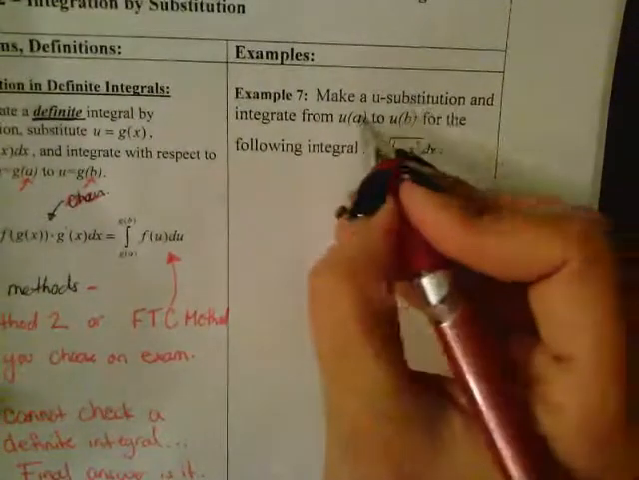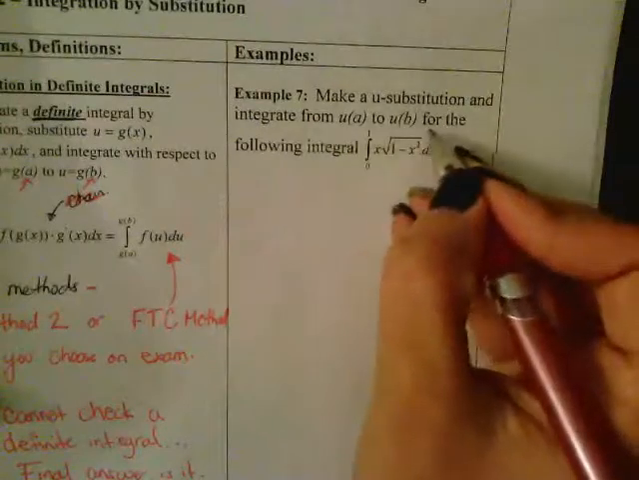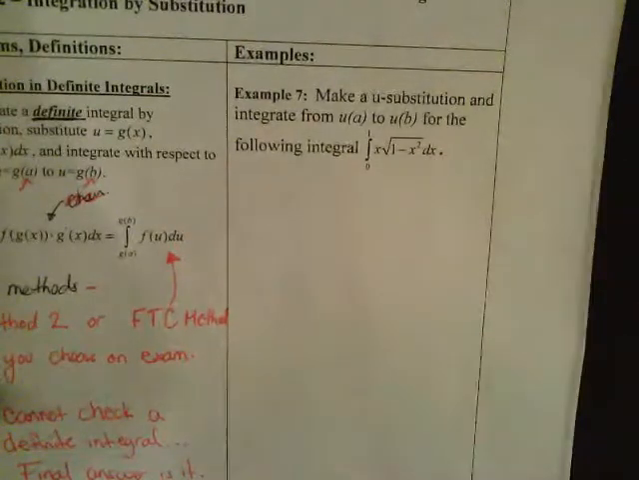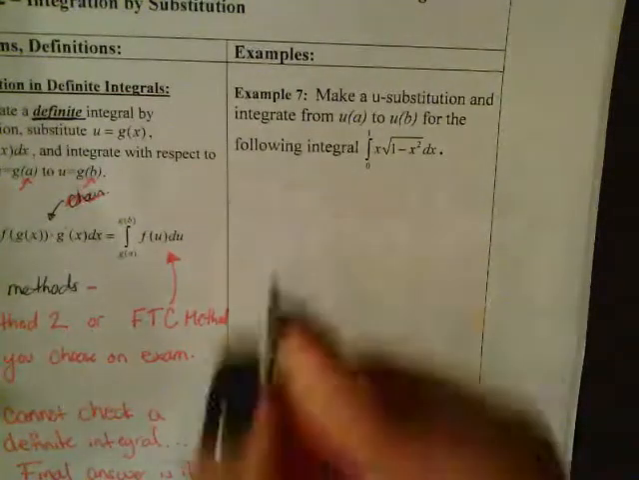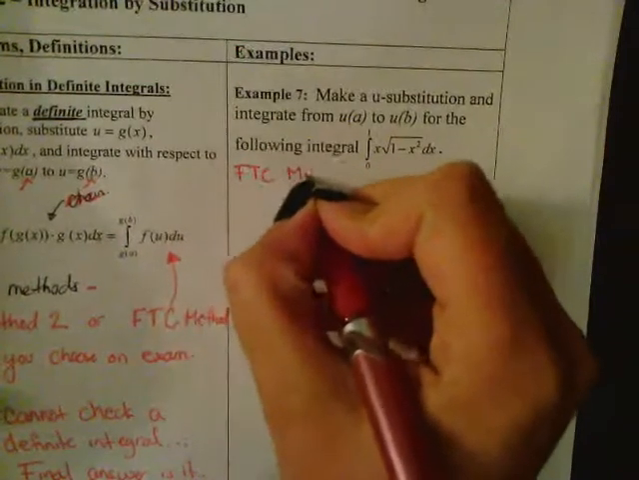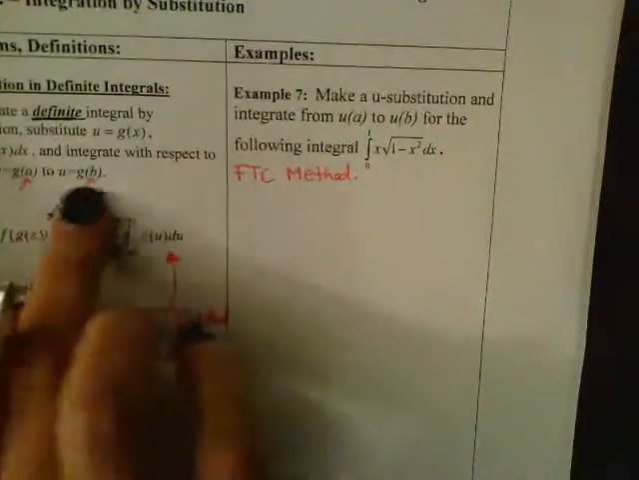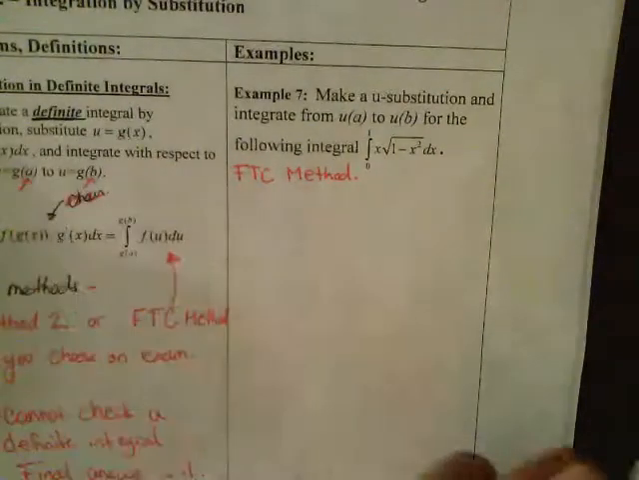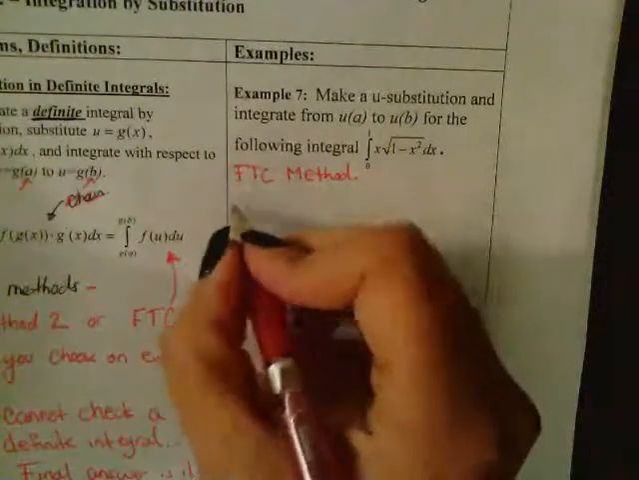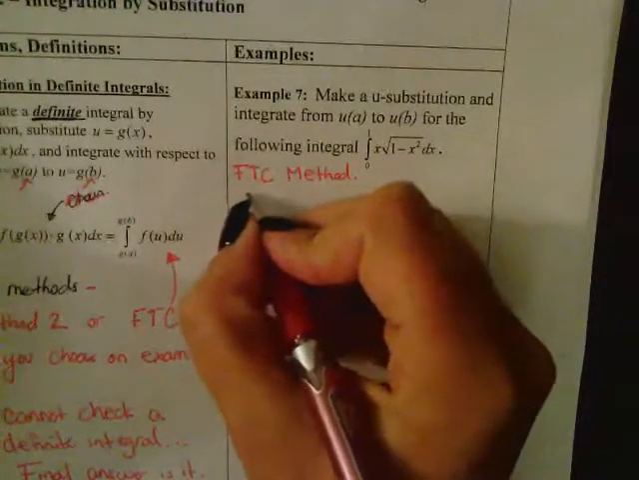Alright, so here we're going to make a u substitution and integrate from u of a to u of b for the following integral. First, I'm going to show you the fundamental theorem of calculus method, which is what this says. I'll explain what all this means while doing this method. So you start off with the same integral setup.